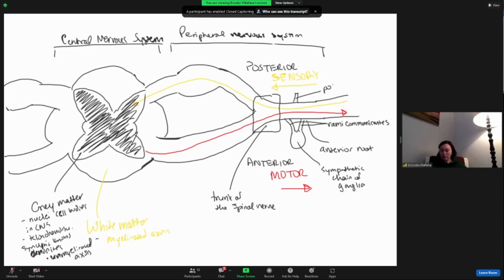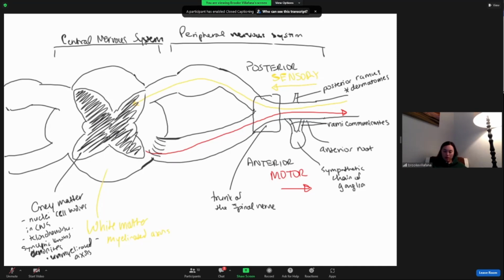We also have the posterior ramus here, and the posterior ramus supplies the dermatomes. The dermatomes we'll talk about, but they're basically innervation to specific sections of your skin on your back. And like we already said, there's our motor and our sensory coming out of that section.